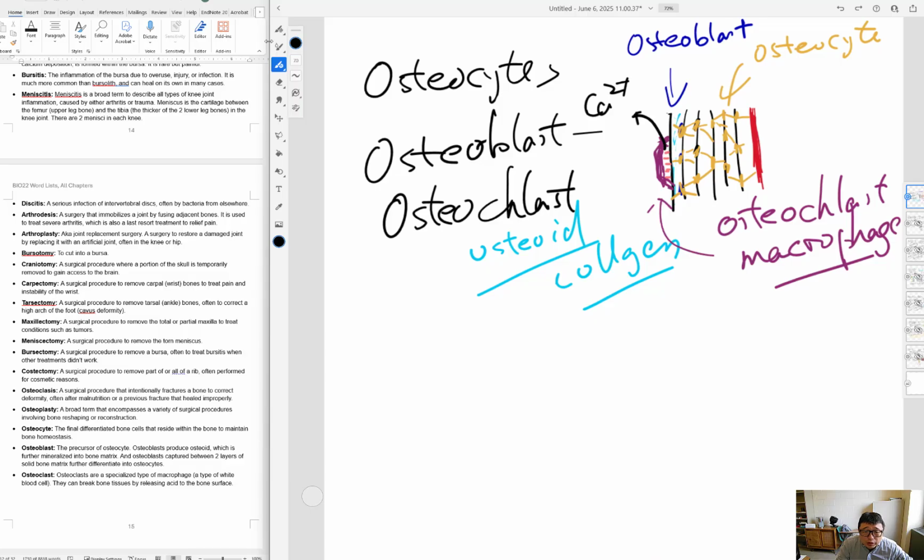Another reason is pressure. If you have pressure from this side, the osteocytes sense the pressure and send signals to recruit the osteoclast to make this side of the bone thinner and thinner to adapt to the pressure. That's the other reason for the osteoclast. I think that's all for this chapter 6. See you next time.